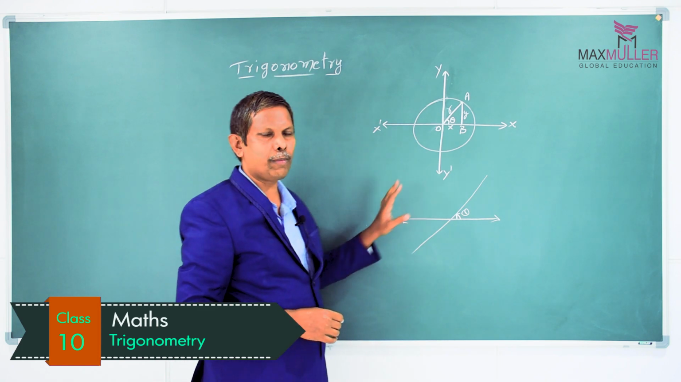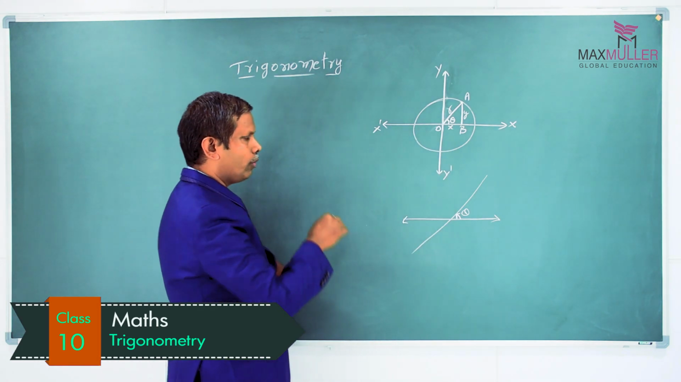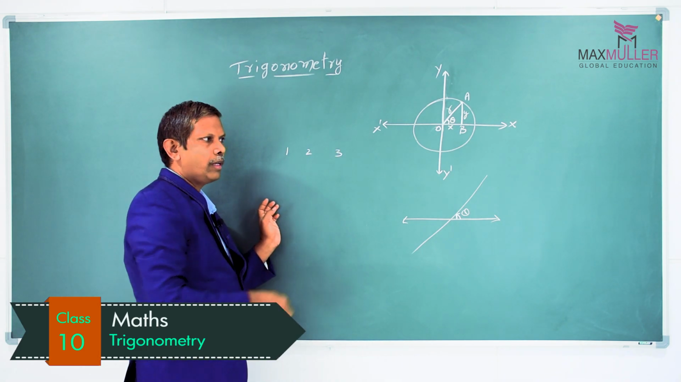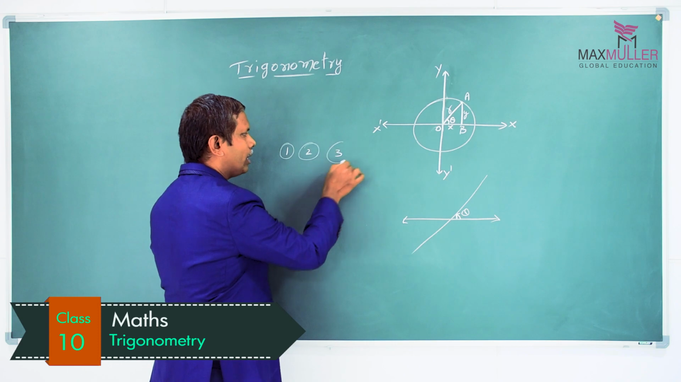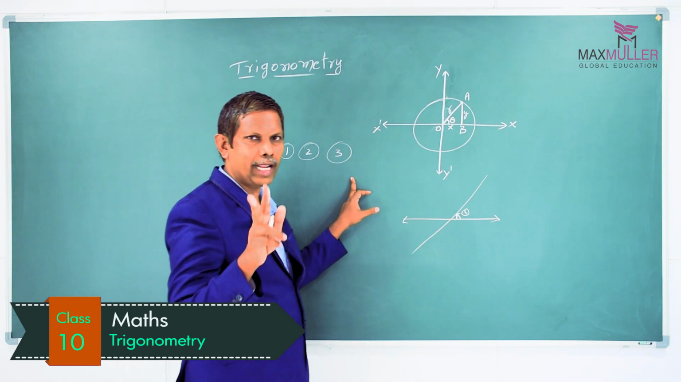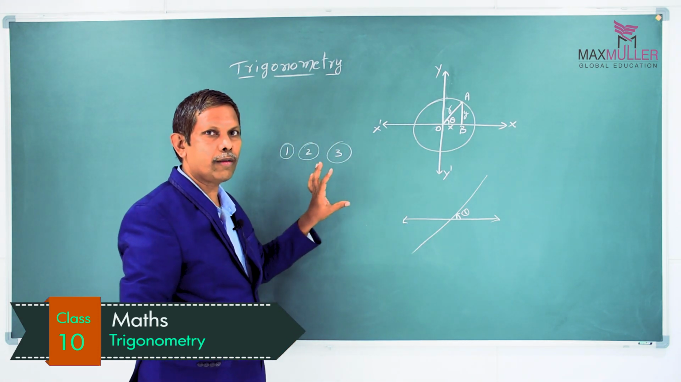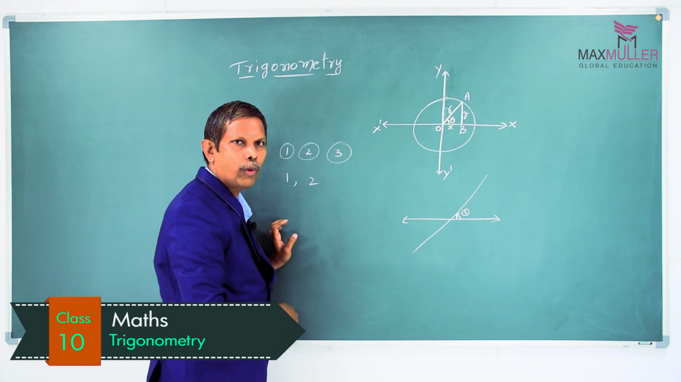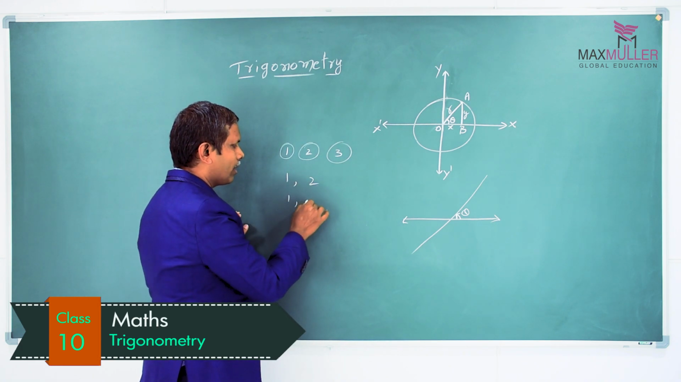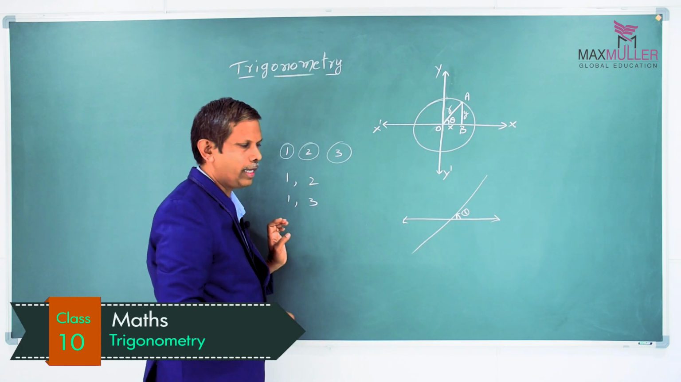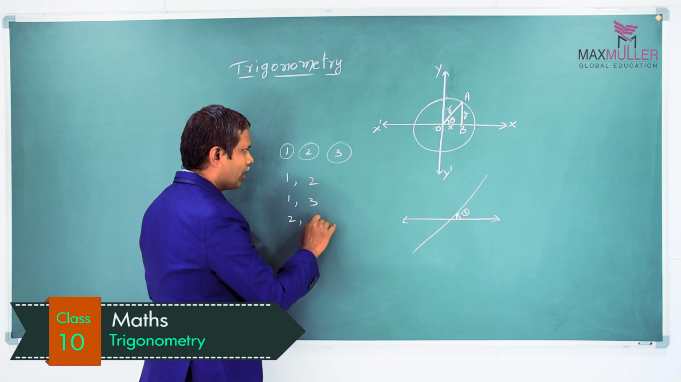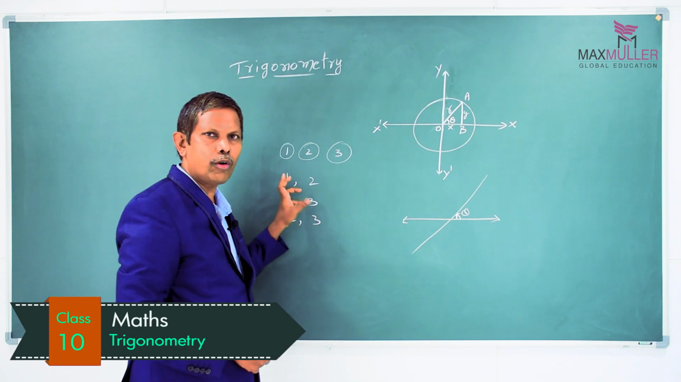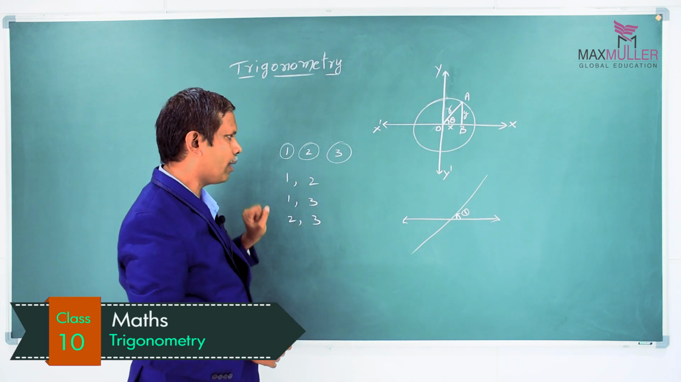Before going to explain these ratios, we need to consider this. Here we have 3 apples. From these 3 apples, we have to select only 2 apples, but without repetition. If I send one person, they select 1 and 2. The second one selects 1 and 3. And the third one selects 2 and 3. These 3 are without repetition.